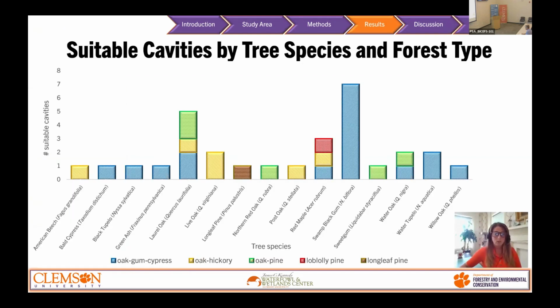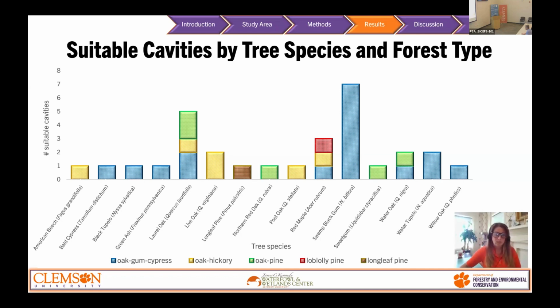Of the 135 species of large trees that I identified, 24 species contained cavities and 15 contained suitable cavities. The highest rate of cavities was in green ash, and that was 33.3%. And the highest suitable cavity rate was in American beech, and that was 25%.